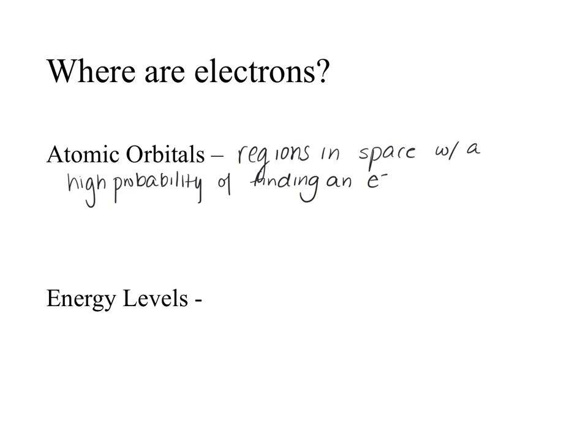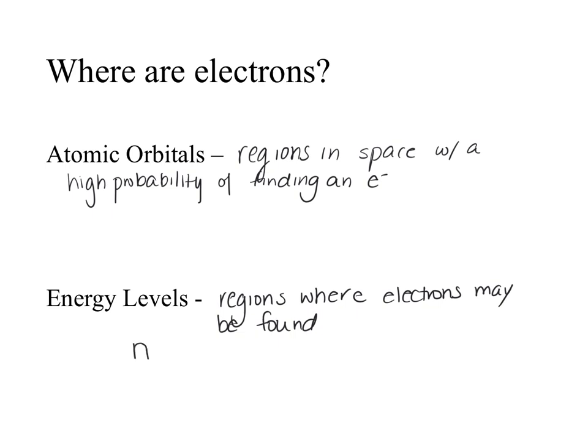Okay. Now we have energy levels, and these energy levels outside of the nucleus are regions where electrons may be found. Okay. And we have given them numbers to help identify them. And so we define those energy levels as N. So N is what we use to represent the energy levels. And you can be at an energy level 1, an energy level of 2, an energy level of 3, and so on and so forth.